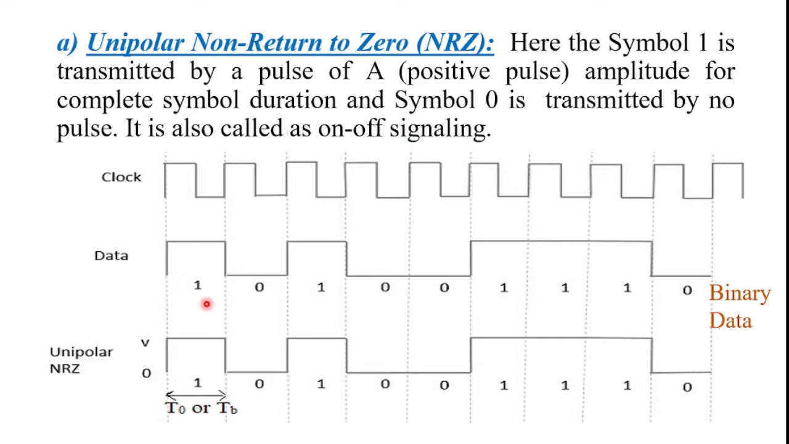A low in data input has no pulse. And this is the low in data. This low in data input has no pulse. Okay, so that is unipolar non-return to zero.